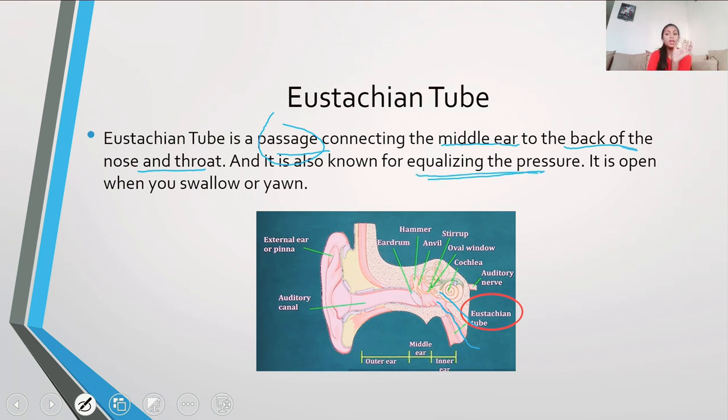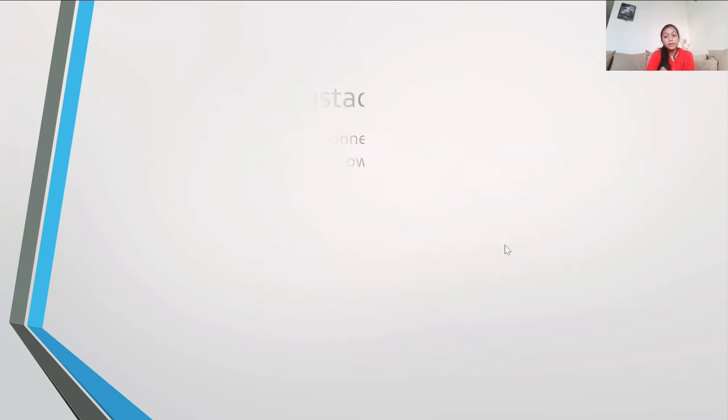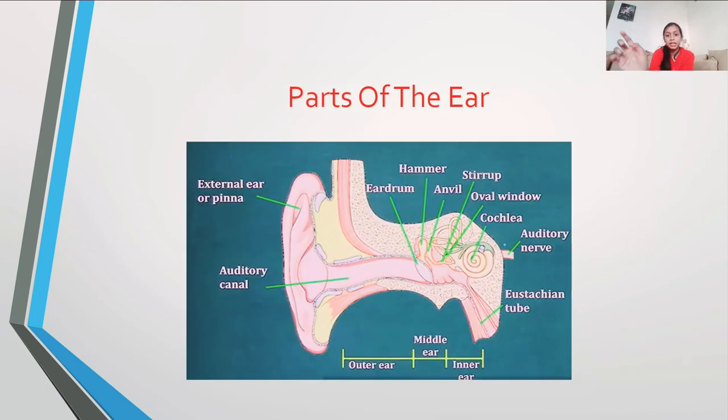One main function of the ear is also equalizing the pressure, and that is done by this eustachian tube, right? You can see it's present over here. Let's move on. Now we are going to move to the summary, that is, the parts of the ear we have learned.